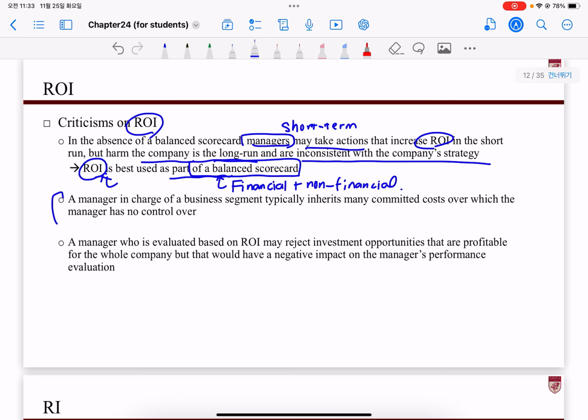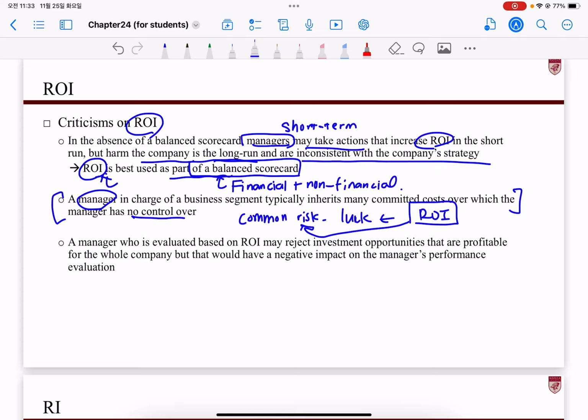And this part is also related to the common risk side. Remember that there can be some uncontrollable luck, like the market downturn, right? ROI can be affected by these common risks, right? So managers should not be evaluated based on something they do not have control over. So solely relying on the ROI measure can be risky.